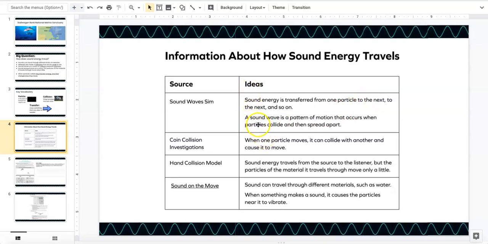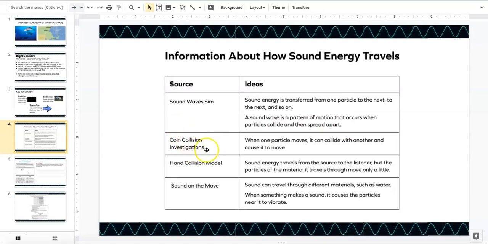Another idea we got from that simulation: a sound wave is a pattern of motion that occurs when particles collide and then spread apart. Some of the questions you guys had were really good. It was like, well, why are the patterns being created and then breaking apart? Well, this is the reason why. The particles are bumping into one another, and so they're going to bump into other particles to shift those particles towards the listener so that we can actually hear what sound is around us.